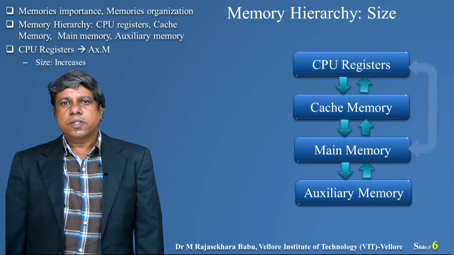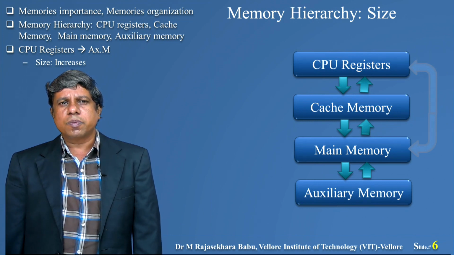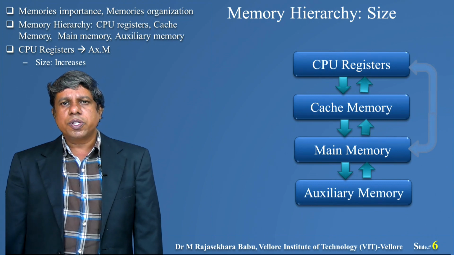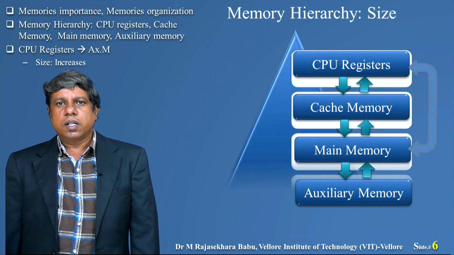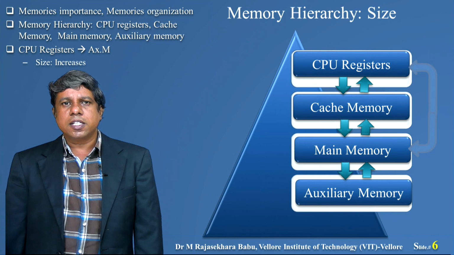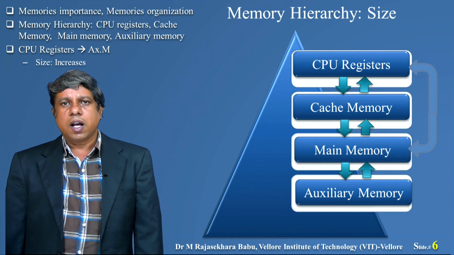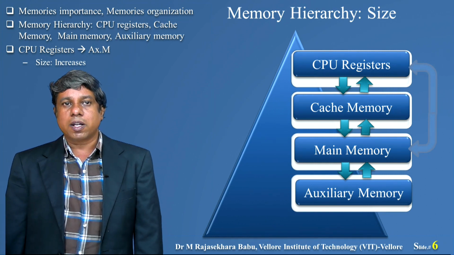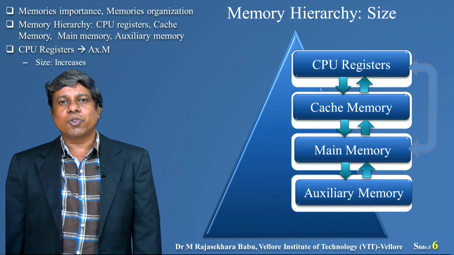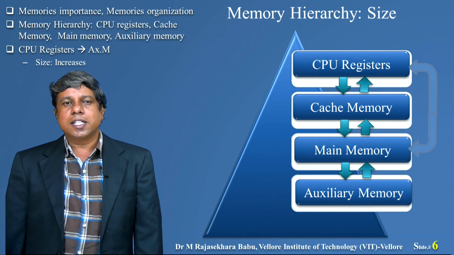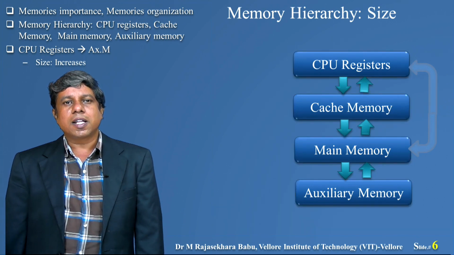Okay, so let us see that. This is how the various memories are organized: CPU registers, cache memory, main memory and auxiliary memory. Now consider the size. CPU registers are smaller in size and limited in number. Cache memory size is bigger than the CPU registers. Main memory size is bigger than the cache memory, and auxiliary memory size is bigger than the main memory.